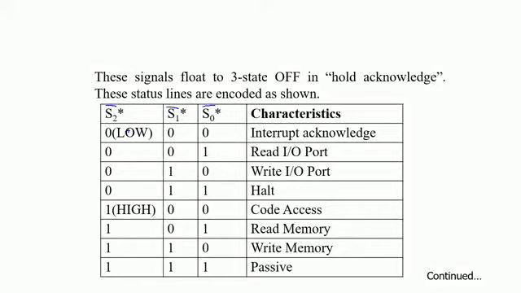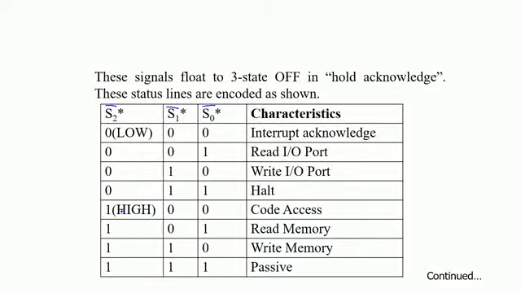If you read these three signal status from the microprocessor as three zeros, then the microprocessor is performing the interrupt acknowledgement operation. If you read 001, then the microprocessor is performing the read operation with respect to the IO device. 010 combination, it is performing the write operation with respect to the IO device. And 011 combination, it is not performing any operation, it is in the halt mode.